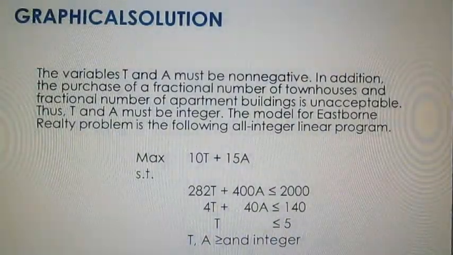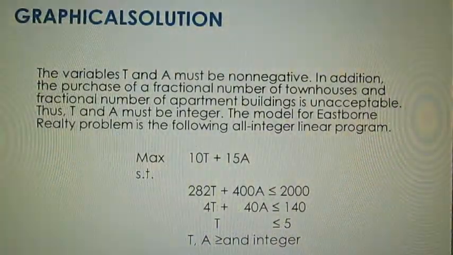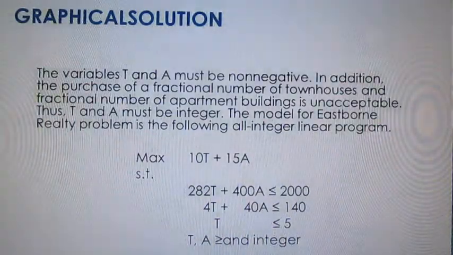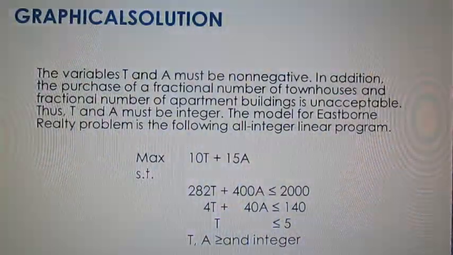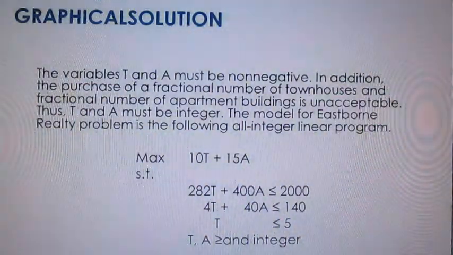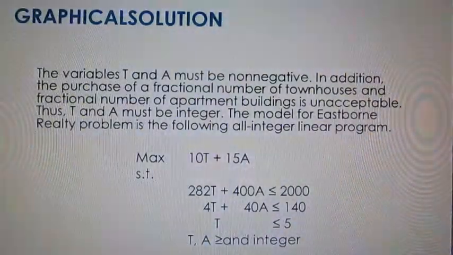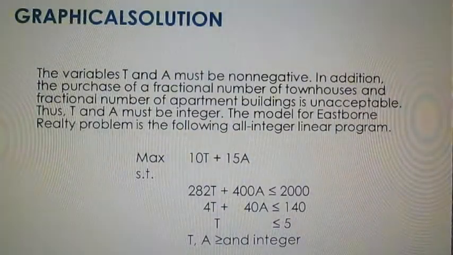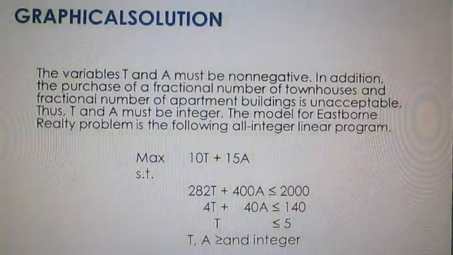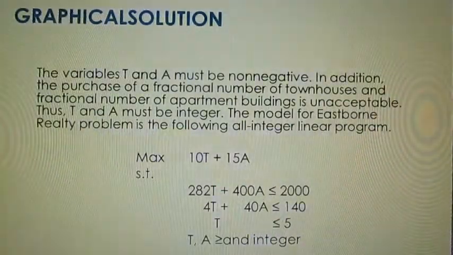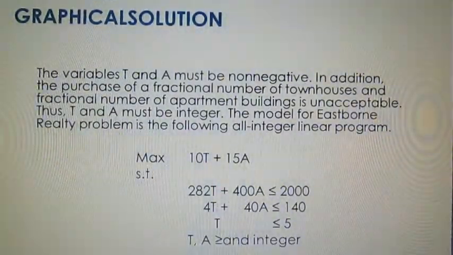So, yung all-integer linear program natin ay maximize 10T plus 15A, that's the objective function, subject to 282T plus 400A must be less than or equal to 2,000, 4T plus 40A must be less than or equal to 140, T must be less than or equal to 5, and T and A must be greater than or equal to 0 and integer.